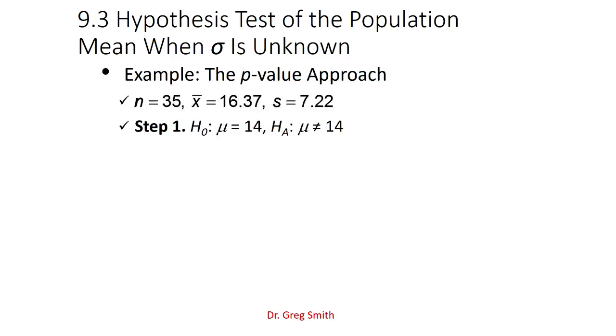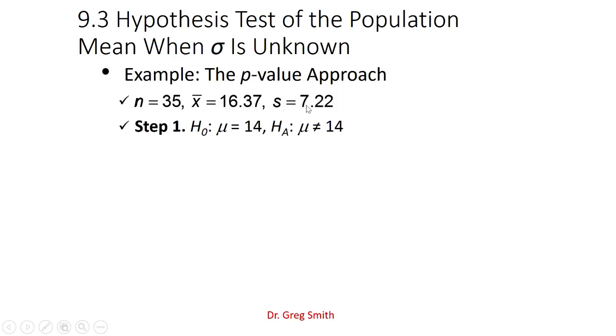How about this? Sample size of 35. We think that 14 is ever and always equal, or it's not. So it's a two-tailed test. What we're going to do is draw the sample of 35. We have 16.37 as the sample mean. We do know that the sample standard deviation drawn from this mean of 16.37 is 7.2.